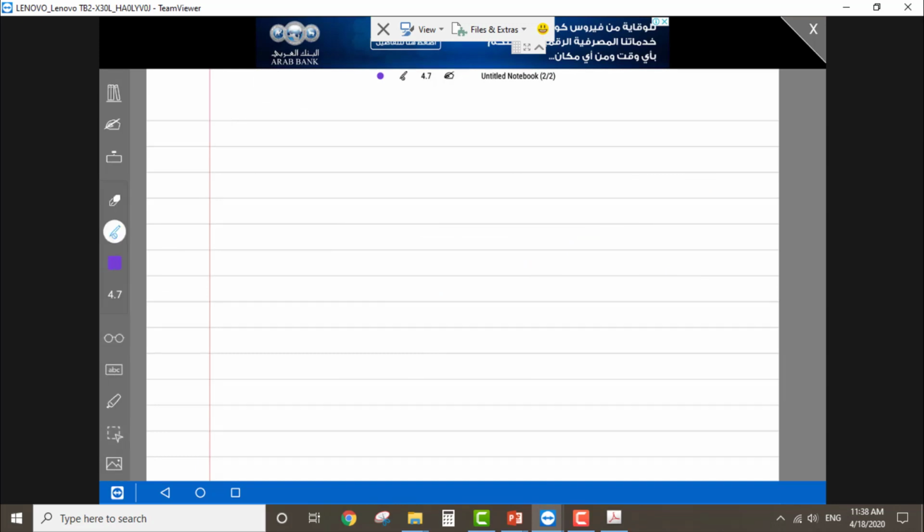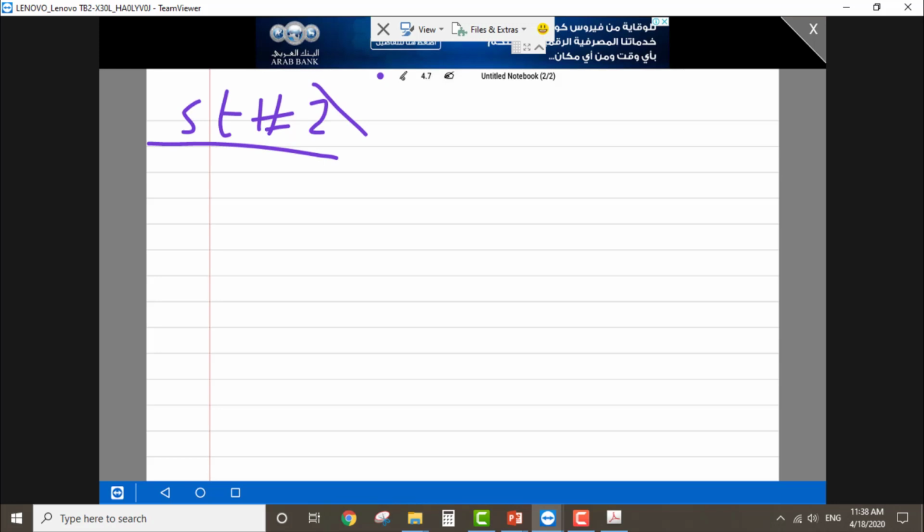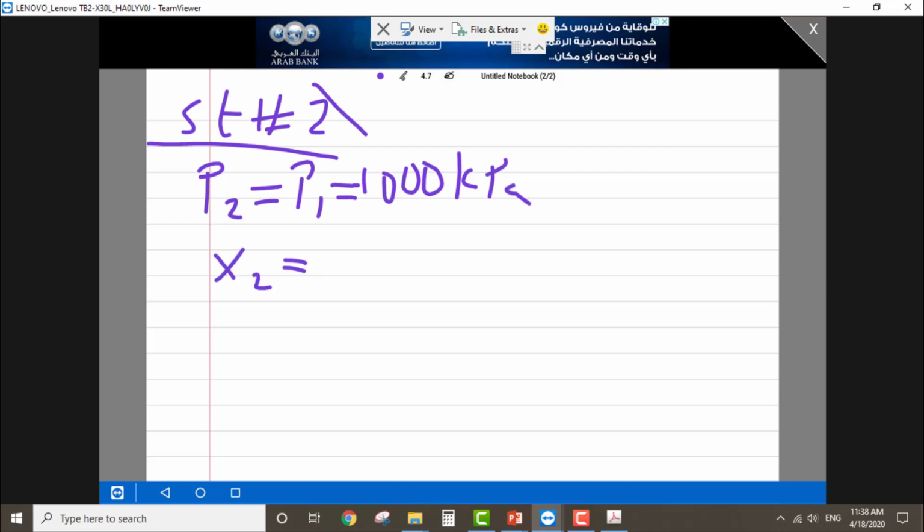State number 2. In state number 2, we have the following information. We have pressure constant, so P2 equal P1, and it's equal to 1000 kilopascal. And we have X2 equal to saturated vapor, which is 1, exactly on the intersection.